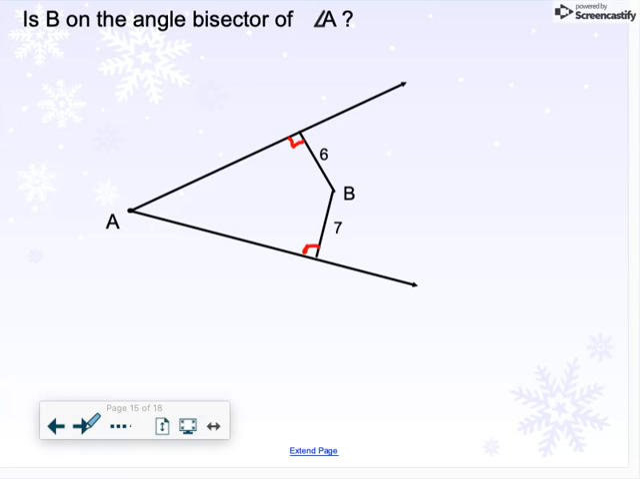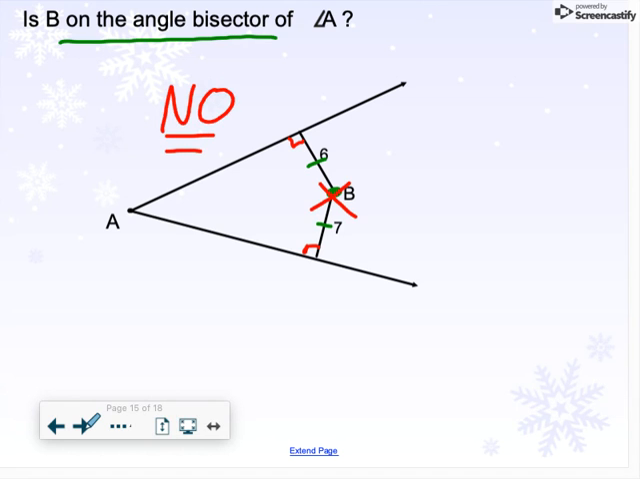Looking at this one, it says, is B on the angle bisector of angle A? This is one where we're going to use the converse. Notice what we're looking at is, are these two distances the same? Are they equidistant? Since they are not, the answer to our question is no. B is not on the angle bisector of angle A.